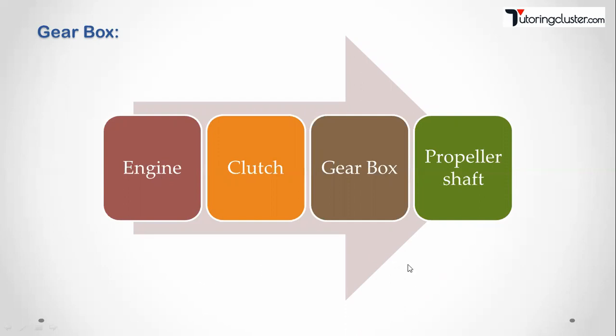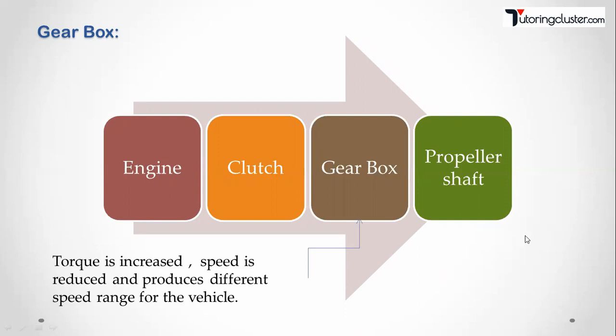Let us understand one by one. So basically in gearbox, what happens is torque is increased and speed is reduced. This is the first point. And second, it produces a different speed range for the vehicle.